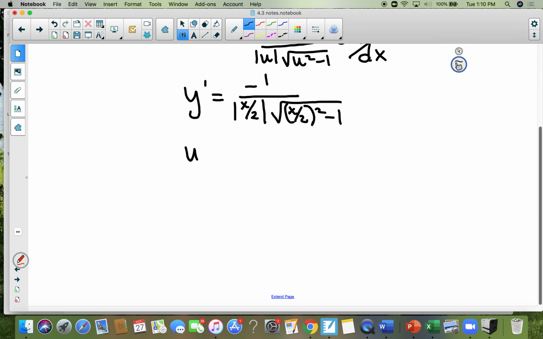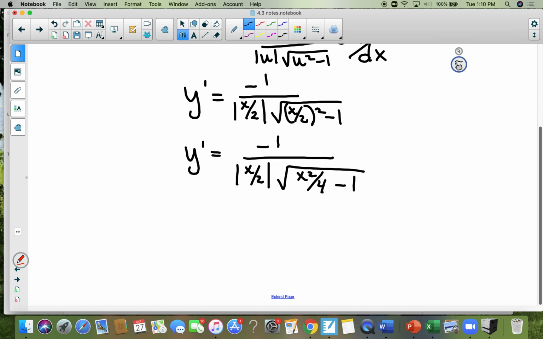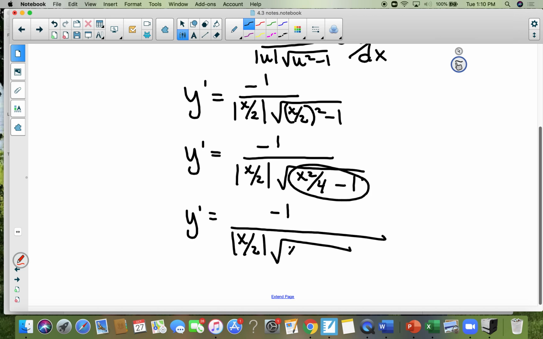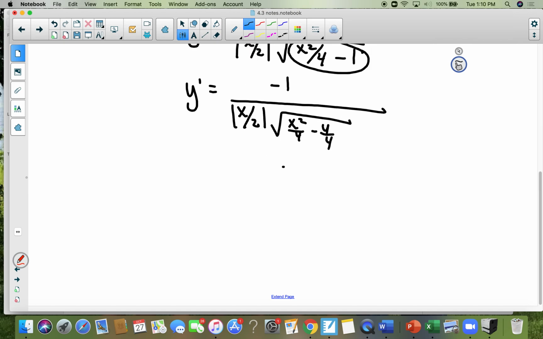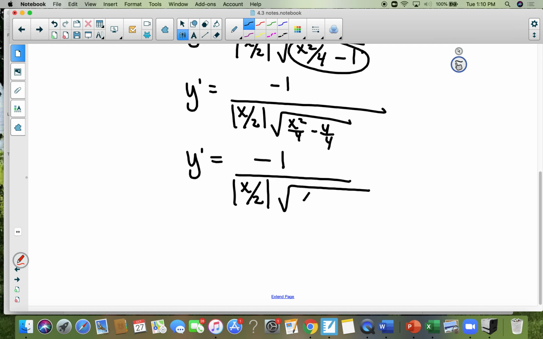Okay, now comes the algebra part. You have to know how to simplify this. I'm just going to write it as x over 2. This is going to end up being x squared over 4 minus 1. Okay, but you still have to simplify this. This is going to be a negative 1, x over 2. Common denominator in here is 4, so it's going to be x squared over 4 minus 4 over 4, which looks like this. Negative 1 over x over 2, square root of x squared minus 4 over 4.